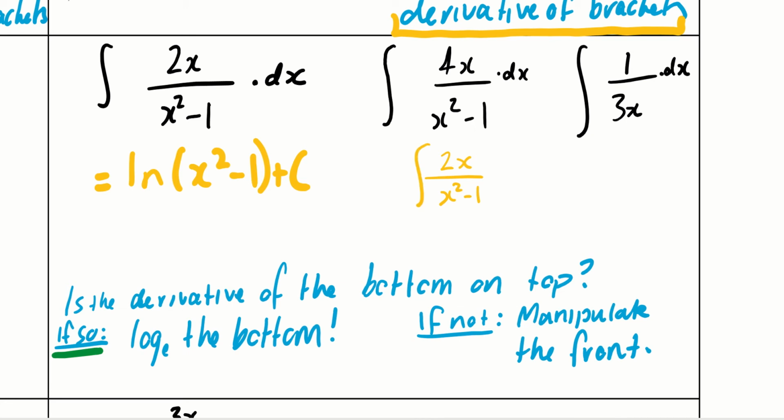So to make this 4x, I would multiply that by 2, because then 2 timesing in here by my 2x would give me my 4x. So now I can just rewrite it like that. This integral that I've rewritten here is the exact same thing as what's above it, because 2 timesing by 2x gives me 4x. Now the derivative of the bottom is on top on the inside though. So it's just going to be 2 lots of log the bottom.